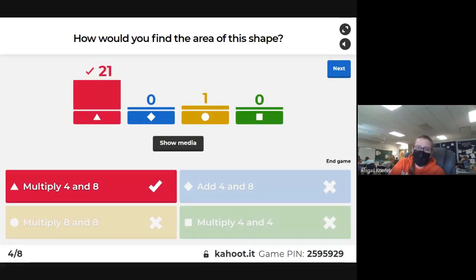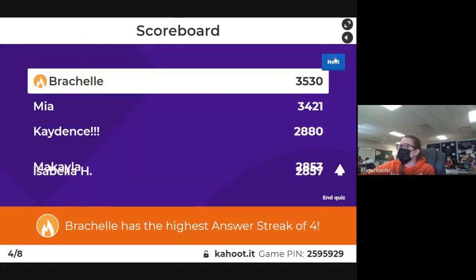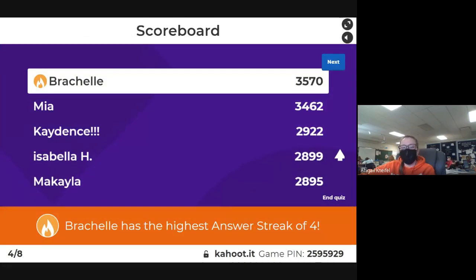Correct. Almost everyone got that right. You multiply 4 times 8 because area is length times width. You had 2 numbers, 4 and 8. You multiply them. Almost all of us got that right. Good job. Rochelle's in the lead.